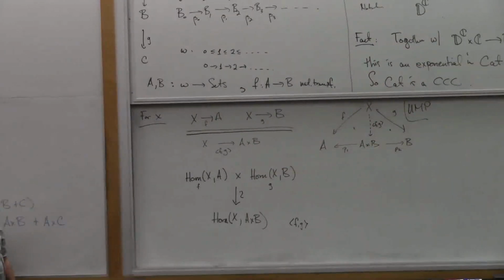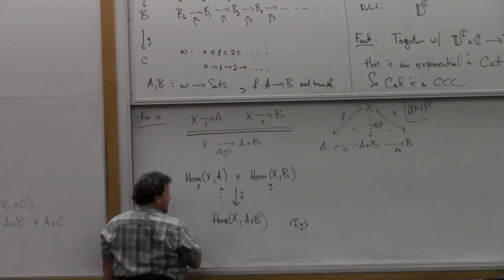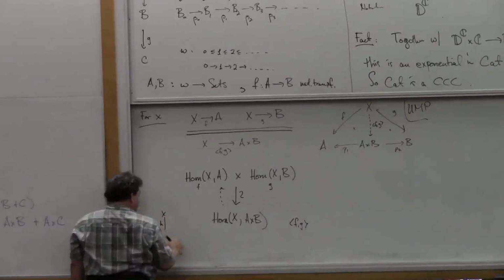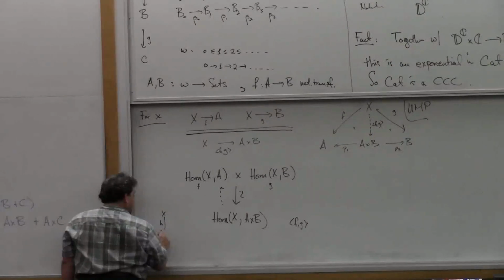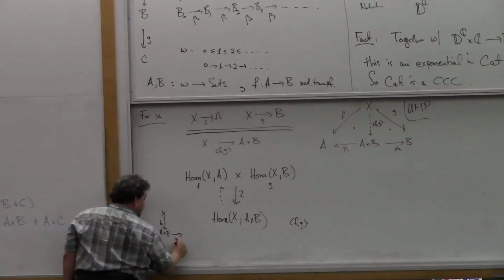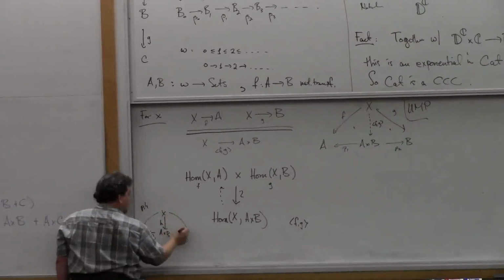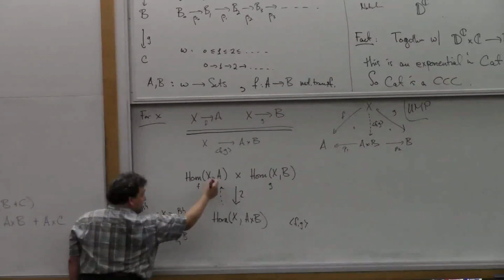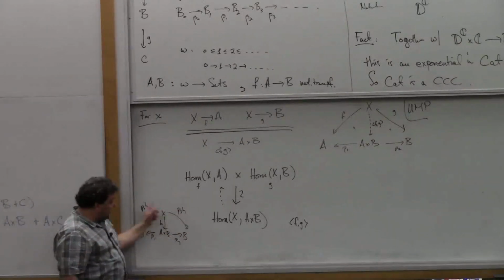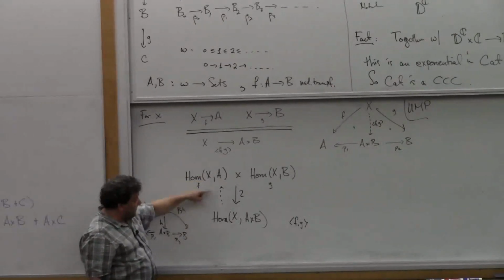Good? The map coming back takes some H from X into A cross B, and it composes with P1, P2, to give me the pair of maps P1H, P2H, so that's this map coming back up. Anything of the form H is uniquely of the form pair, and so on. Good? So I have this bijection of Hom sets.